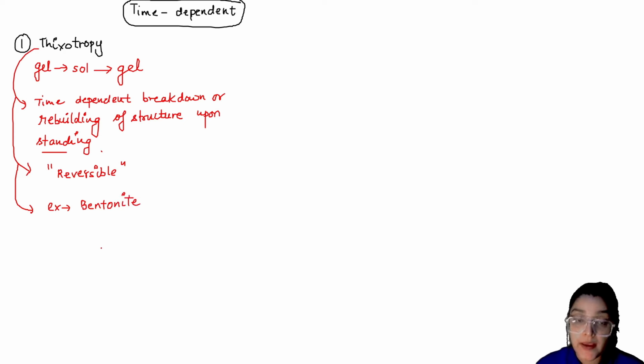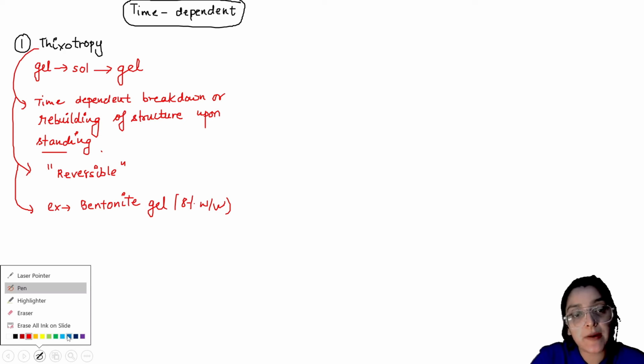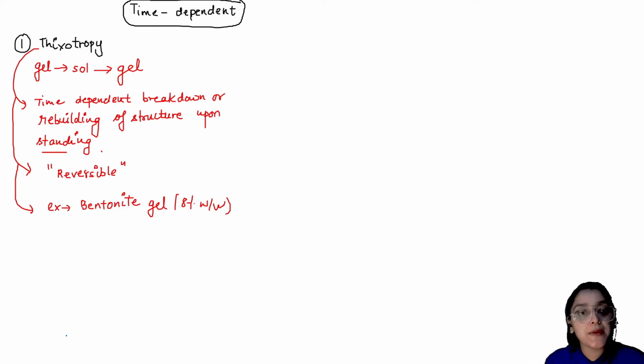Bentonite gel, which is 8% weight by weight. Okay students, now you might be a little confused that I have just mentioned the details but did not explain the science behind it. So now I am going to explain a very simple thing, out of which you will be able to understand how this gel-sol-gel conversion occurs. It is a time dependent phenomenon, and how this bentonite gel behaves, and how it is a reversible phenomenon, right? Suppose I give you an example here.